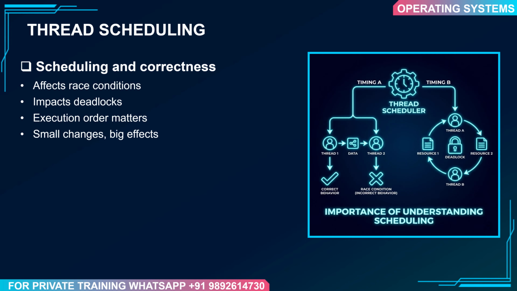When you later study synchronization issues like race conditions and deadlocks, you will see how scheduling decisions can affect correctness. A tiny change in which thread runs first can completely change program behavior. That is why understanding thread scheduling is so important.